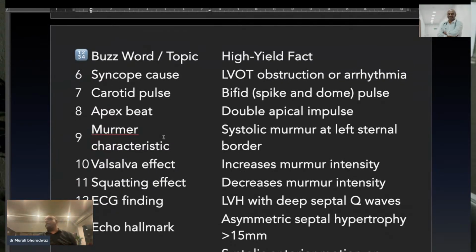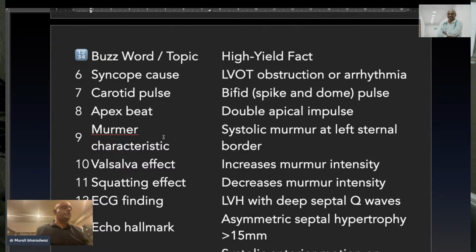Syncope: whenever the LVOT obstruction is there, the amount of blood going into the cerebral circulation diminishes. That leads to syncope. And the carotid pulse typically in HOCM is bifid. There will be a spike and dome. Why spike? The moment the left ventricle contracts, a little blood will flow, spike. And once more, this obstruction will supervene. Further flow doesn't occur, so there is a fall. Spike and dome pattern. And the apex beat will be a double apical impulse.